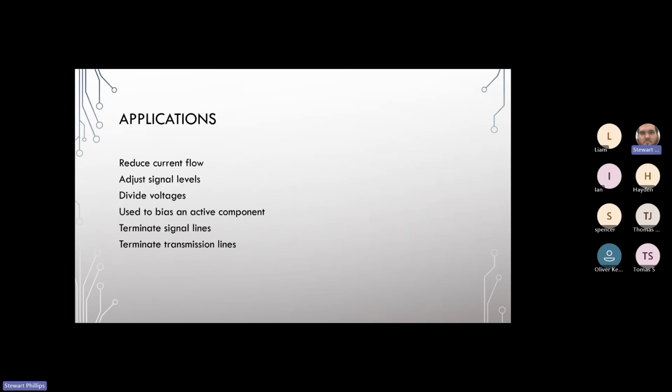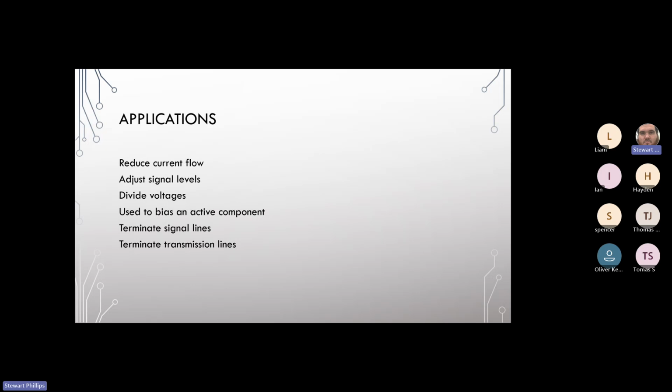Cool. So your typical applications are reducing current flow, adjusting signal levels for other devices, dividing voltages in series, biasing an active component, terminating signal lines, and terminating transmission lines. Higher power resistors can be made to dissipate several kilowatts of heat. They can be used for motor controllers, power distribution systems, or as test loads for generators. So you can hook up a big resistor to test a generator to see how much power it's generating based on the known resistance, voltage, and current.